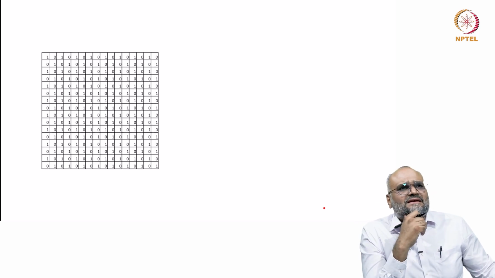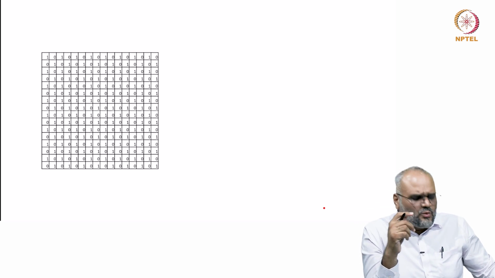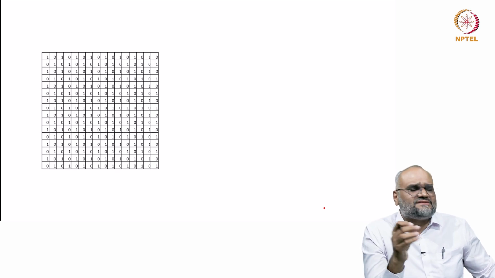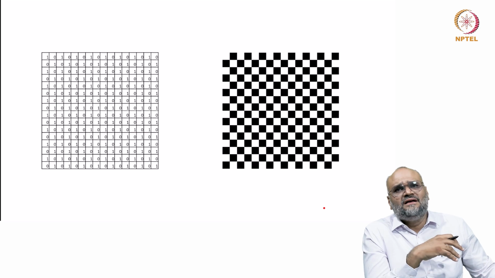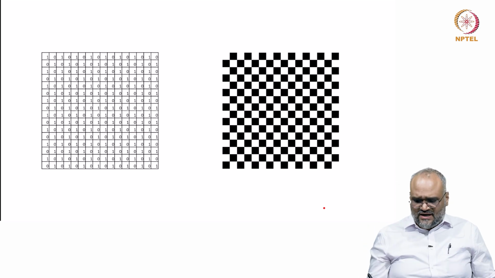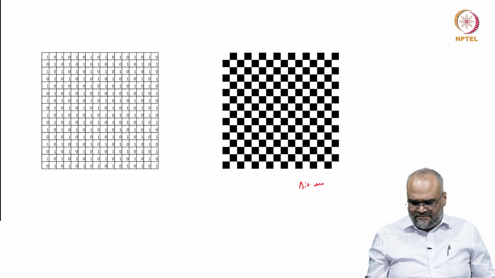If I look at a table like this, here is some kind of ones and zeros, it is kind of a binary information. If I display this two-dimensional array as an image, this checkerboard pattern is what your image appears like. This is called a bitmap image.